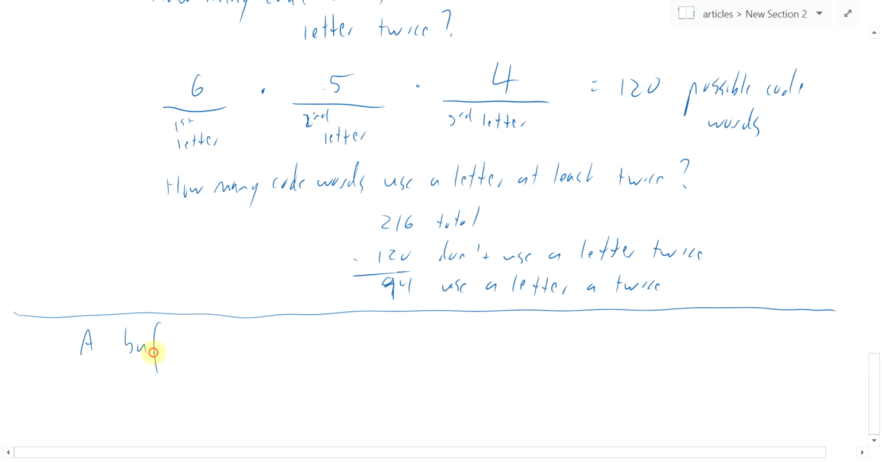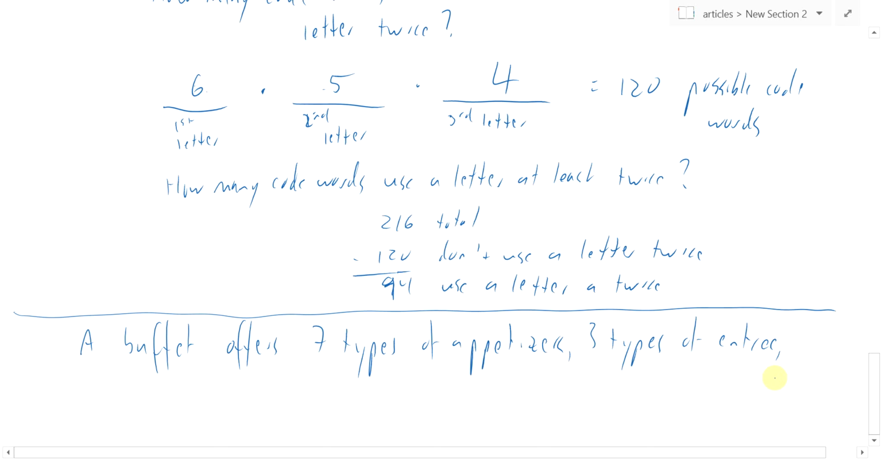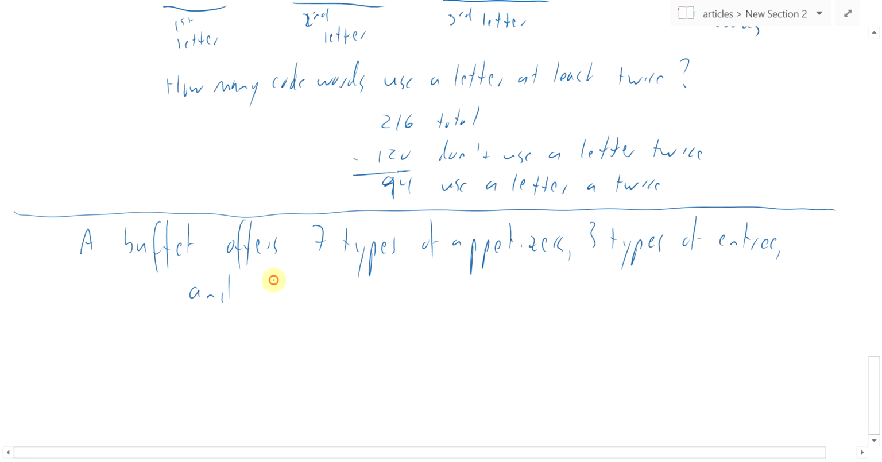So, a similar problem. A buffet offers 7 types of appetizers, 3 types of entree, and 10 types of dessert. You're allowed to pick one of each. So, how many choices for dinner do you have?